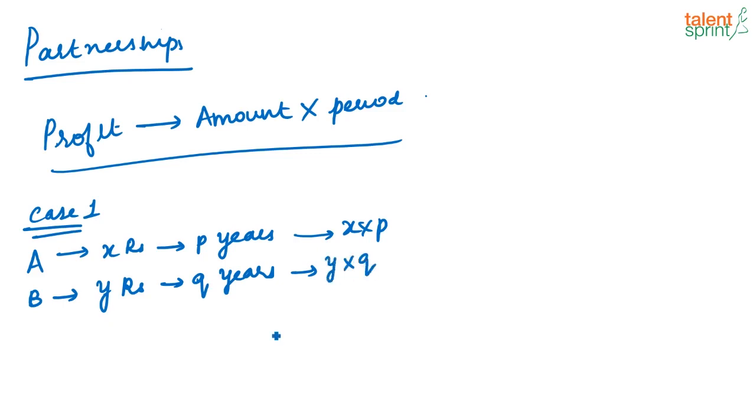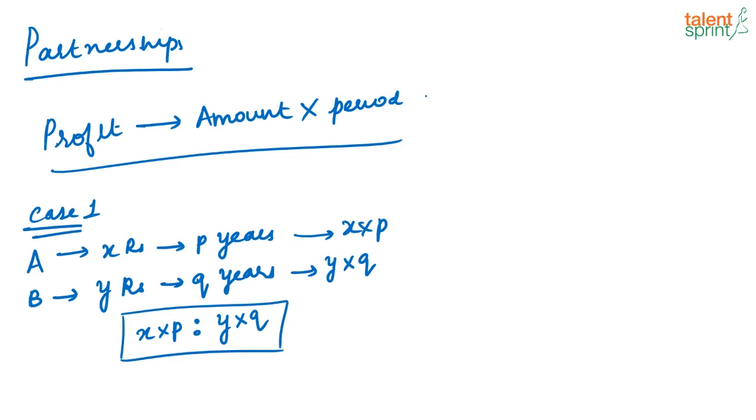Correct? So in what ratio will I share the profits between these two people? I will share the profits between these two people in the ratio XP is to YQ. So here I am considering 2 people who are investing 2 different amounts for different periods of time.